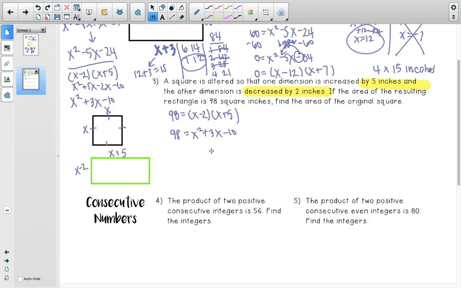All right, I would like for you to do the rest of the problem. Remember that you have to subtract this 98 over, and I want you to find the value of x. And then we'll find the area of the original square. So go ahead and pause the video now.